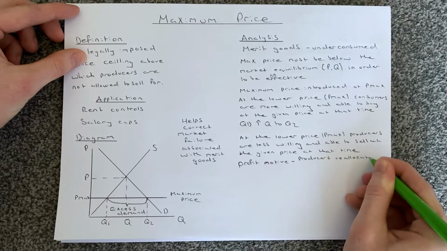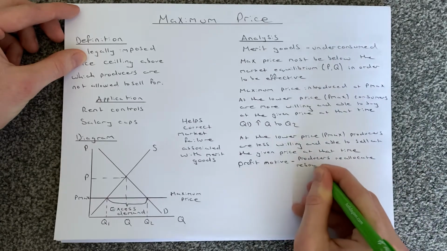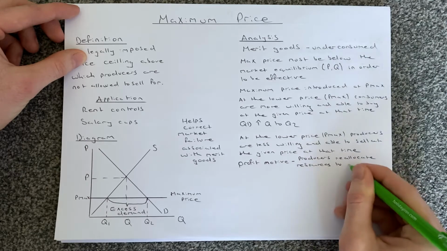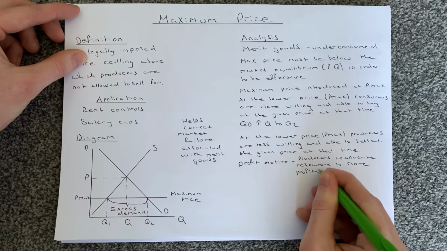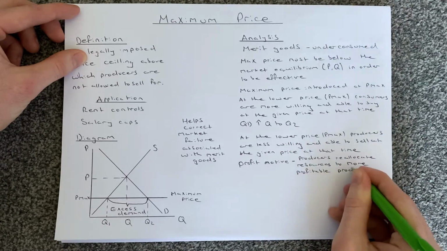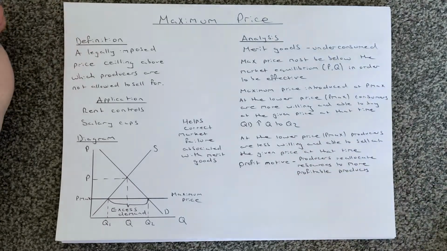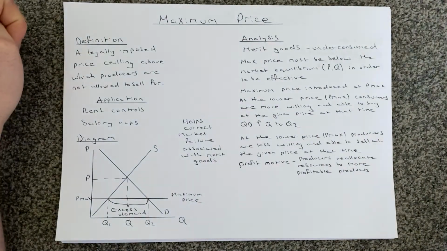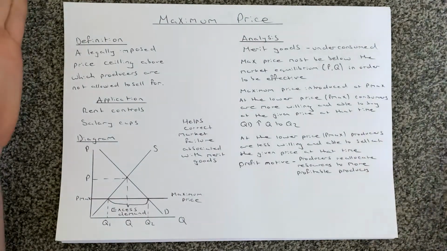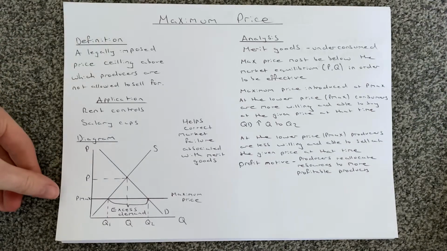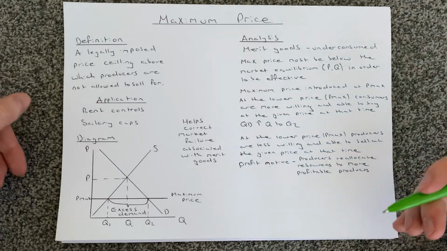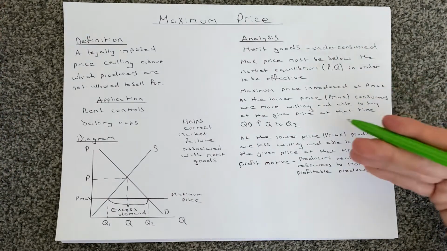Reallocate resources to more profitable products. So this is a product that they could produce, which is attracting a higher price. They would reallocate their resources to that other product in order to generate a greater profit there. And that's why, when a maximum price is introduced and the price is lowered, they would reduce their quantity supplied because they'd be moving their production elsewhere.